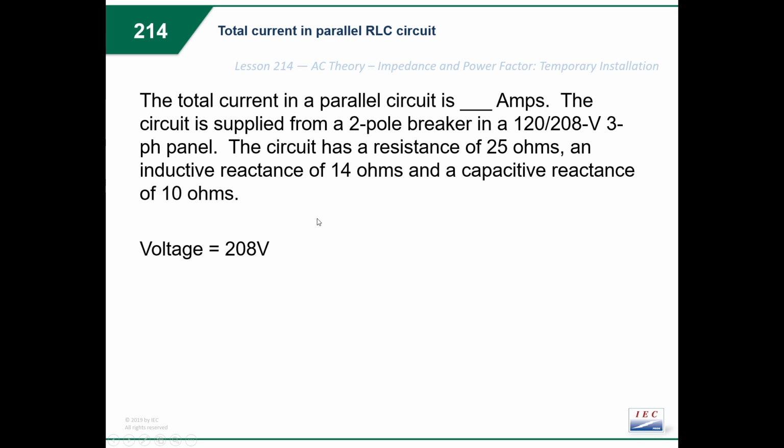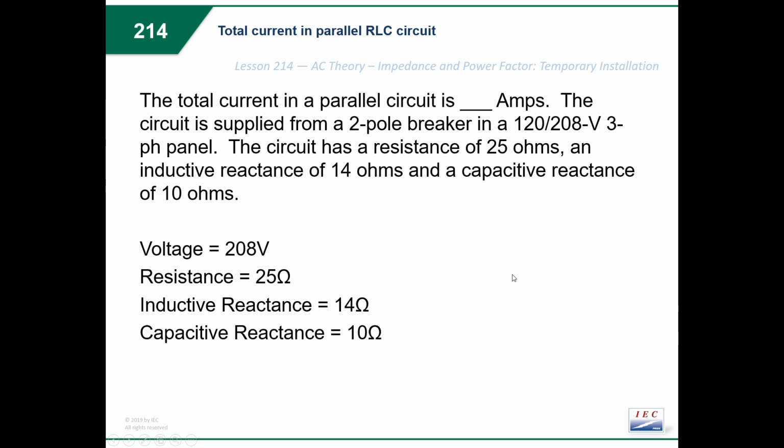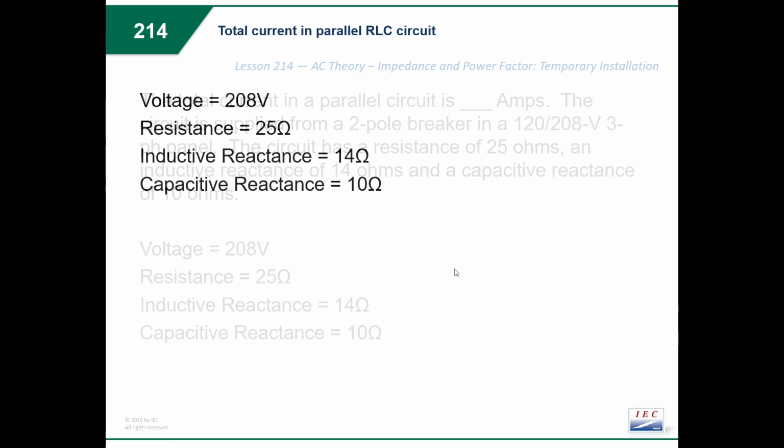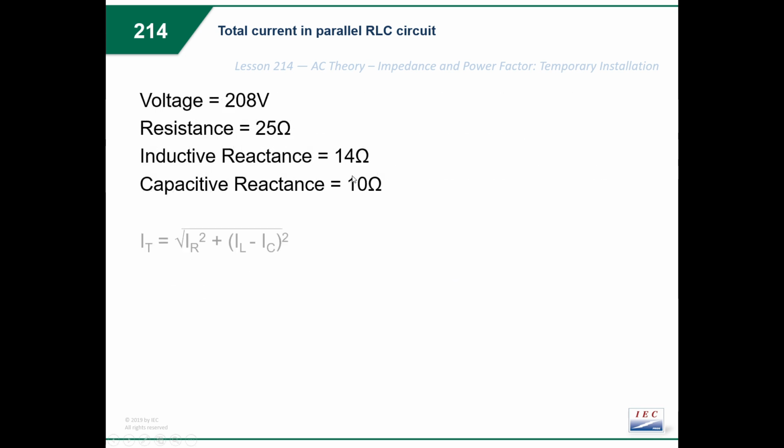So let's pull out these values that we need. So we need voltage. We didn't have to worry about that on the impedance problem, but we do have to worry about that here. We will need voltage. And the rest of the values are exactly the same. We have our 25 for resistance, we have our 14 for inductive reactance, our 10 for capacitive reactance. Let's go ahead and just keep those values up here.